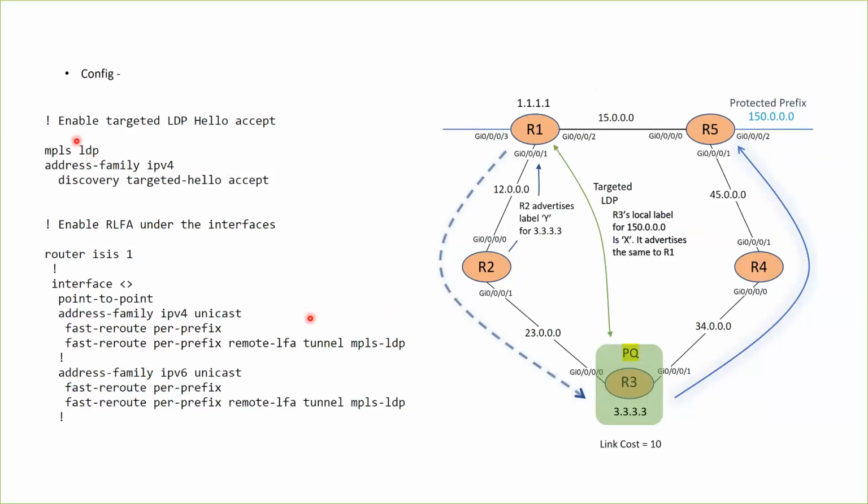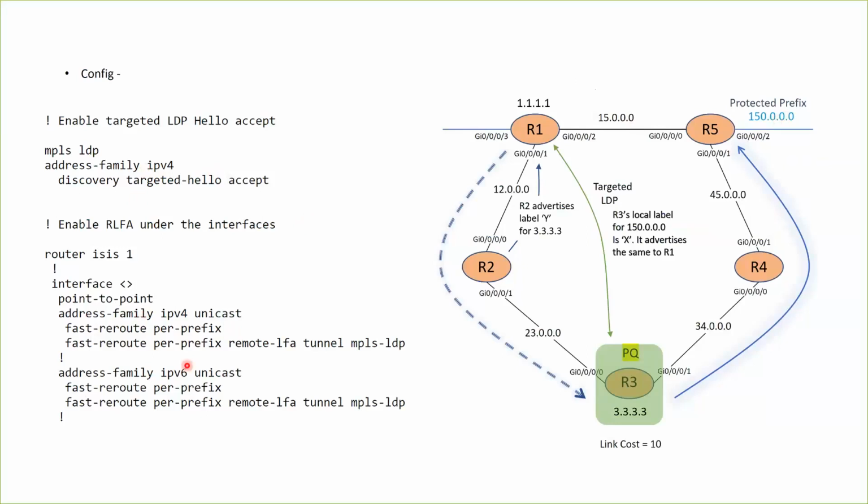The thing is, you need to have this discovery targeted hello accept on all routers because you never know which ends up becoming your PQ. The PQ router has to accept the targeted LDP session from the source node, so have this discovery targeted hello accept on all routers. But this RLFA config you need to have only on the source. Ideally, people put it everywhere because you have to protect all your links, all your prefixes, right? But if you just want to protect this one single prefix, have targeted hello accept on all routers, and then have the RLFA config on the source.